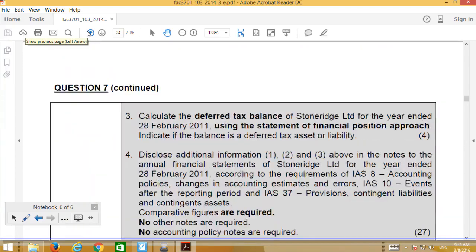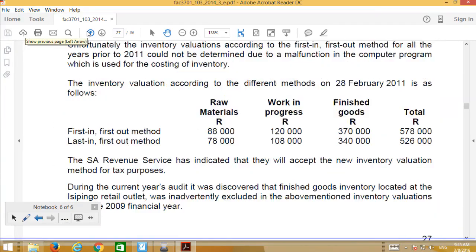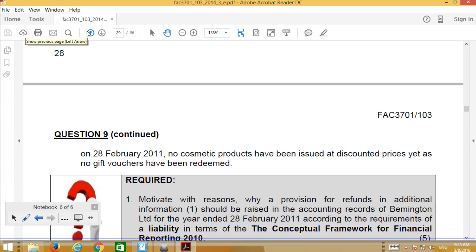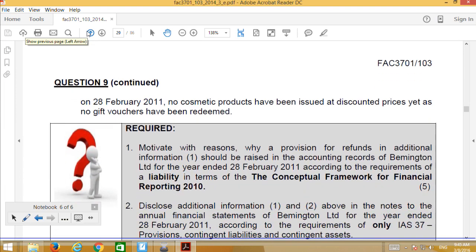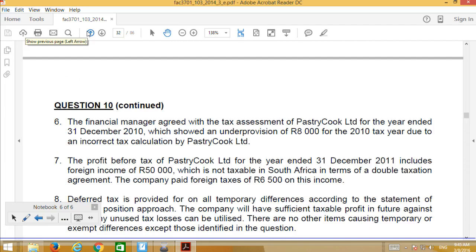And then the next one is 9, isn't it? Question 9, I'm not going to go through all the details, is again 5 marks. Motivate why a provision for refunds should be raised in the records as a liability. Again, a liability question. They do like liability ones. We've seen a few now. Hey, this is the 3rd one that's been a liability one. Next one is question 11, I think it was. Question 11. And you can see we've more or less gone every second question, isn't it?